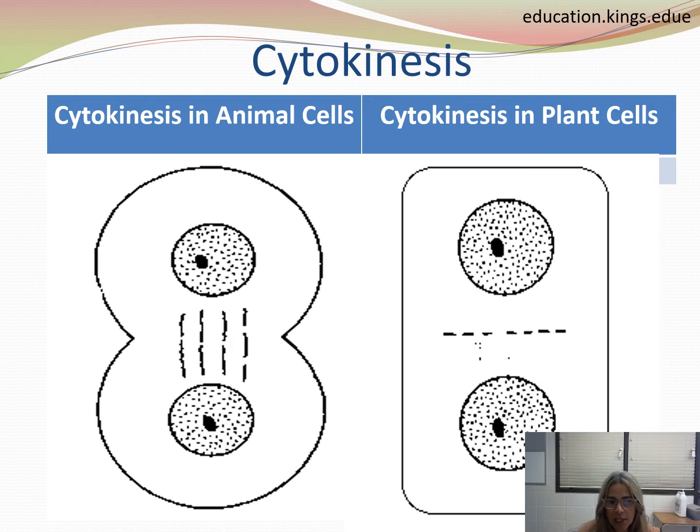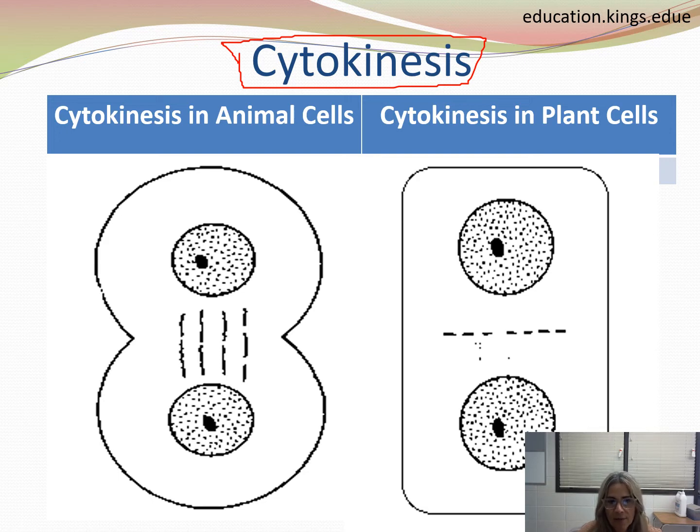Now, if we take a look at cytokinesis in animal cells versus plant cells, there is a little bit of a difference. And just to recap, remember that cytokinesis means division of the cytoplasm. And for terminology purposes, remember that cytoplasm means not only the cytosol, which is that fluid part of the cell, but also the organelles, things like the mitochondria, the ribosomes, etc. So cytokinesis is the division of that cytoplasm among the two daughter cells.